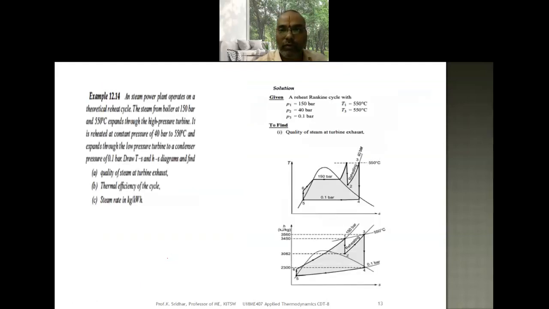Now let us solve a problem based on this reheat cycle. Just to go through the problem, it is operating on a theoretical reheat cycle. Write down the given data. P1, P2, P3 are given as well as T1, T3. Locate the points on the HS diagram. Point number 1, 150 bar.